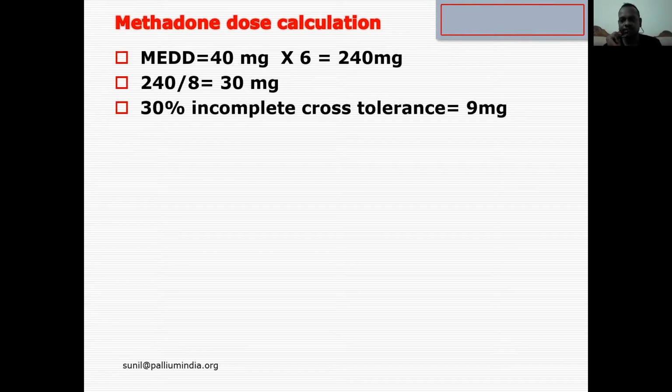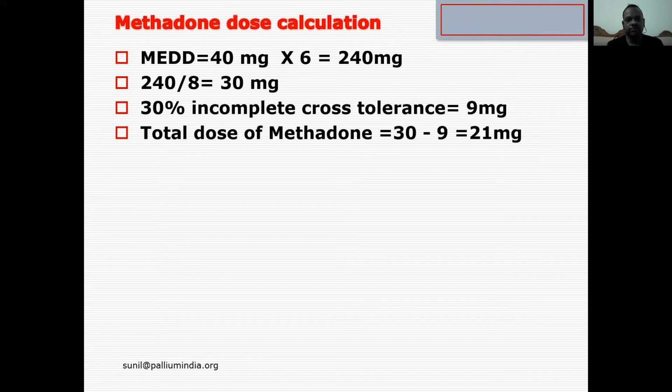But when you convert from one opioid to another opioid, there is something called incomplete cross tolerance. You should not convert the whole of the opioid into another opioid. So you can reduce by 30 percent. Here, 30 percent of 30 is 9 milligram, and the total daily dose of methadone will be 21 milligram.